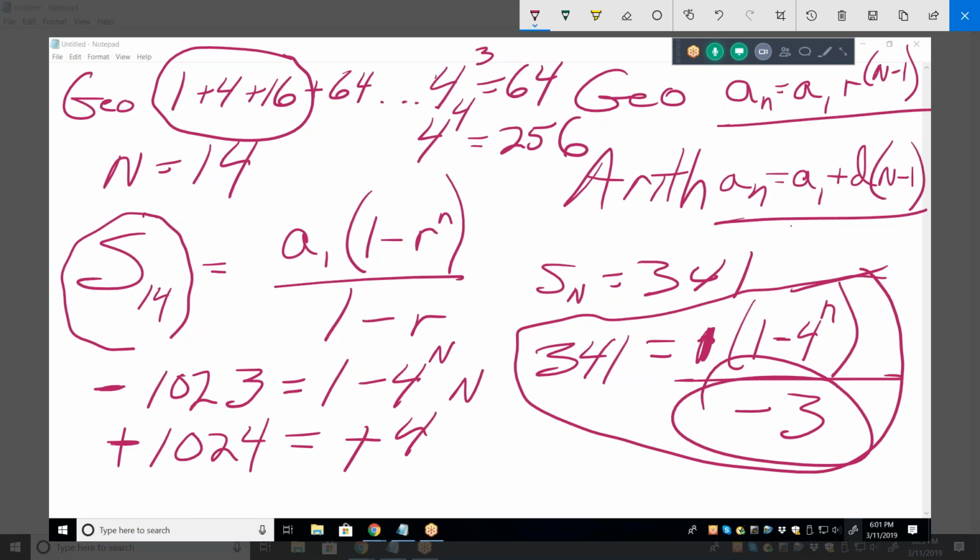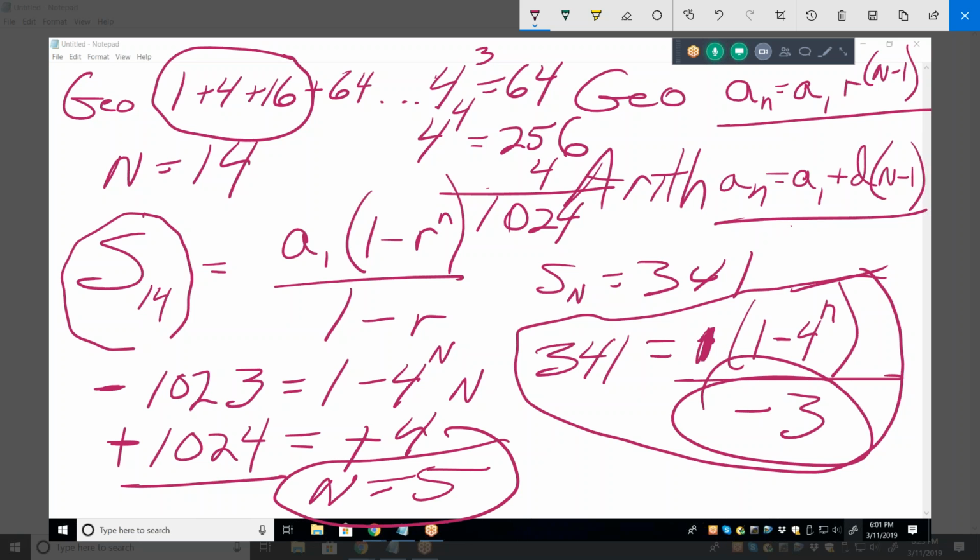Now, 4 to what power equals 1024? Well, notice 4 to the 4th is equal to 256. If I multiply 256, I'll bet it's 1024. So the answer is n equals 5. In other words, I was able to solve this one for n without using logarithms only because n was a whole integer number.